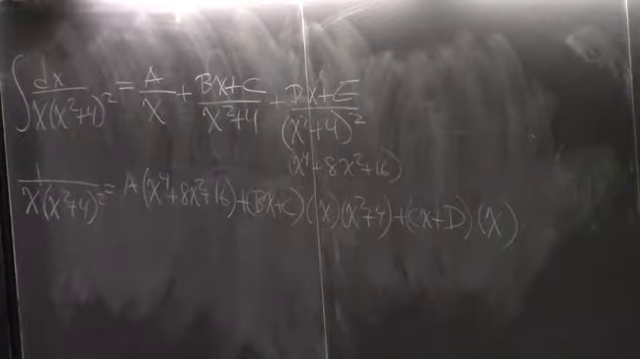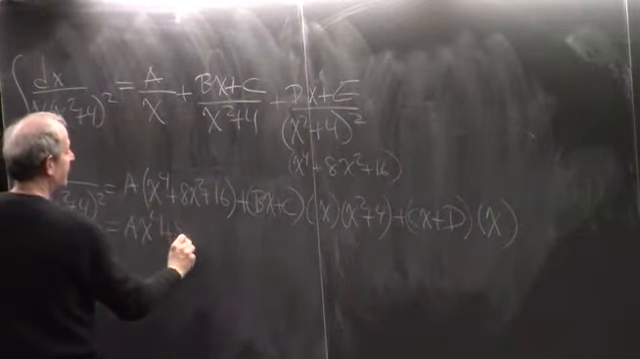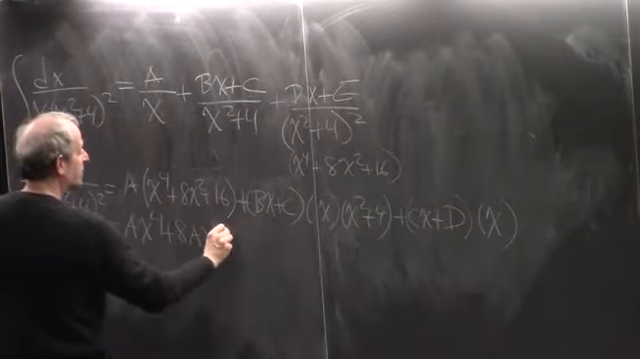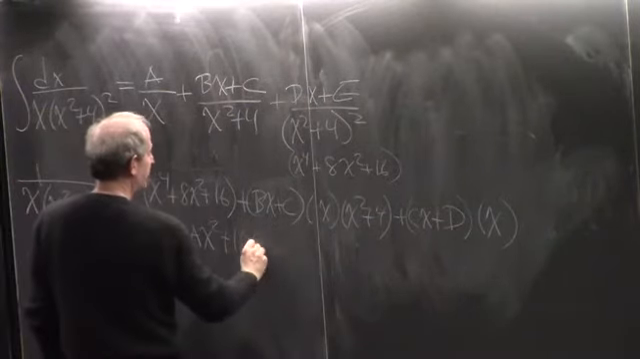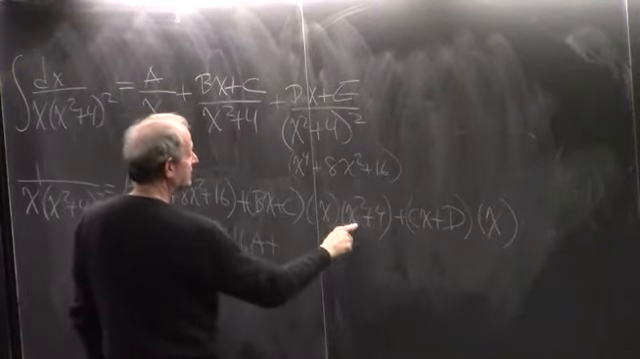Not as bad as it looks, because remember over here, everything is 0. It's 0x to the 4th, 0x cubed, 0x squared, 0x. There's only 1. So maybe it won't turn out so bad when the time comes. Alright. So I've got ax to the 4th plus 8ax squared plus 16a plus bx times x.